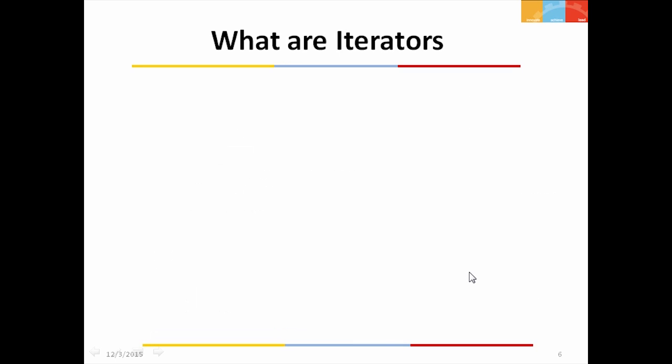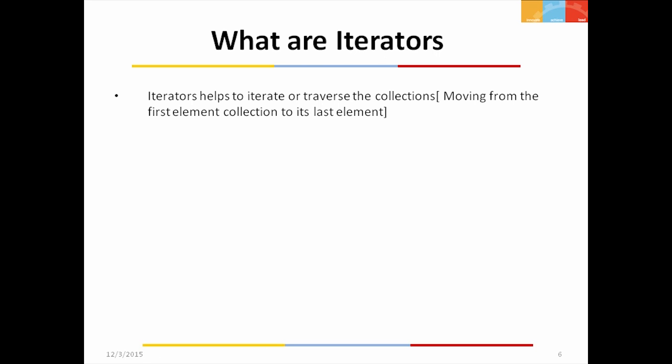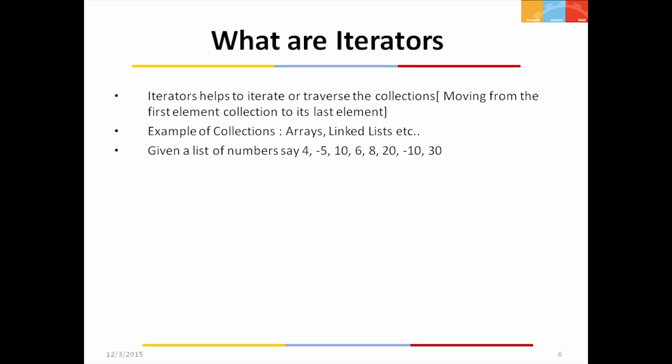So the iterator pattern essentially implements an iterator, and let us look at the iterator in detail. Iterator is basically a data structure that helps to iterate or traverse the collection, moving from the first element of the collection to its last element. Examples of collections, as I said, are arrays, linked lists, etc. For example, I have a list of numbers: 4, -5, 10, 6, 8, 20, -10 and 30. Suppose I have this list.